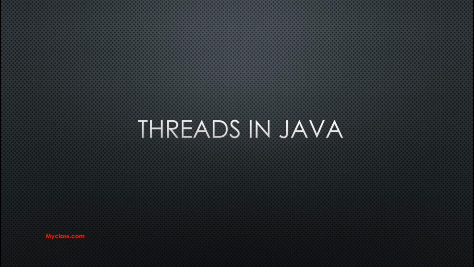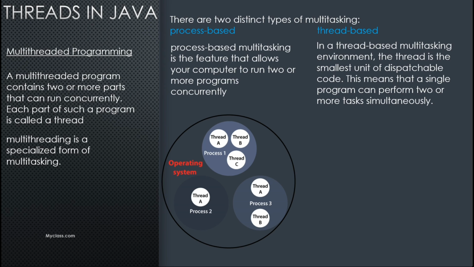Today our topic is threads in Java. So let's start. Before explaining threads in Java, we first focus on multitasking. So what is multitasking? There are two types of multitasking. The first is process-based multitasking and the second is thread-based multitasking.